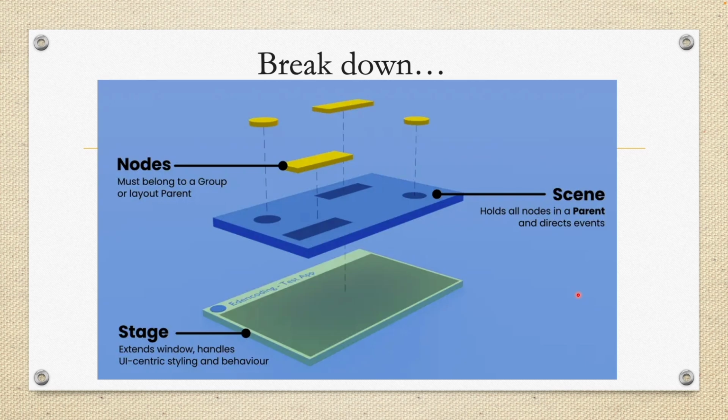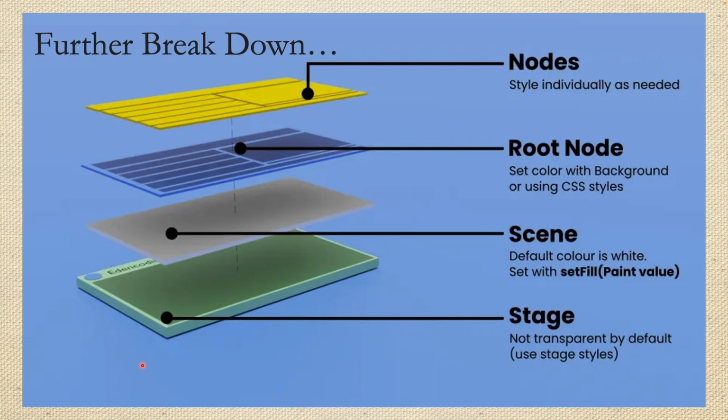So this is how you can break down the window. The top level container, the stage, is pretty much the empty window container. And the scene is the one that can hold nodes. And the scene is then added to the stage. All right, and we're going to break this down into further components.